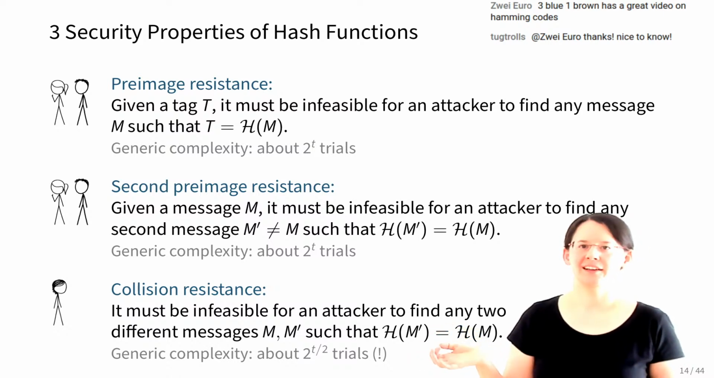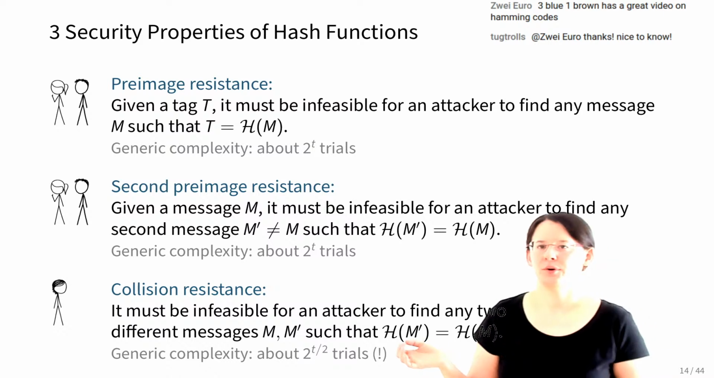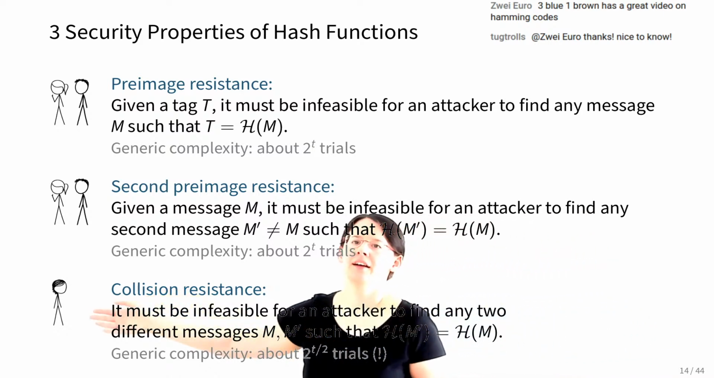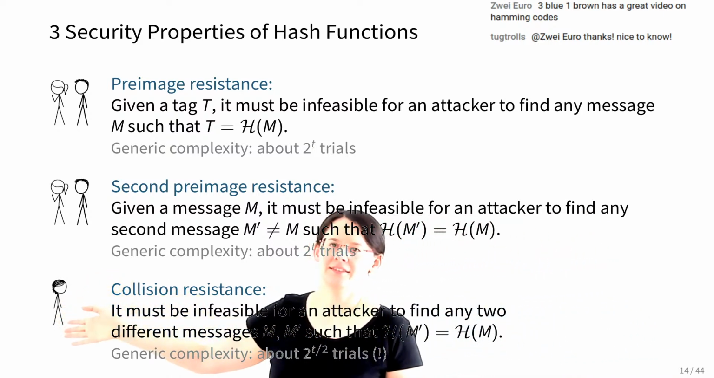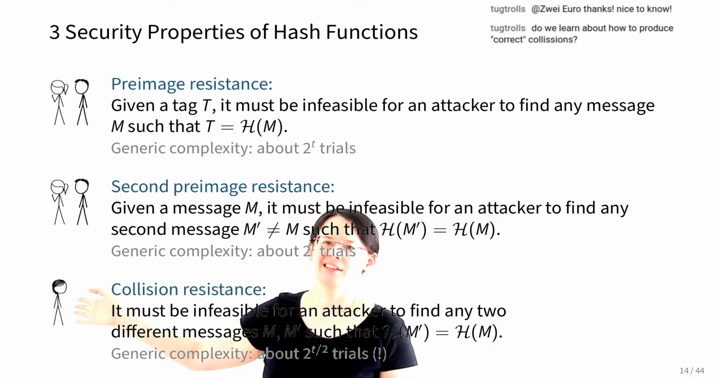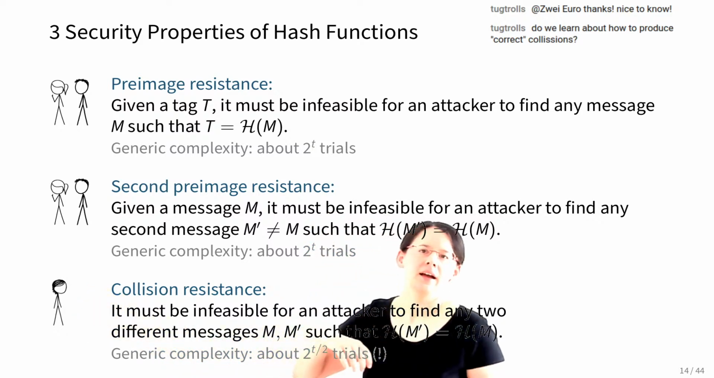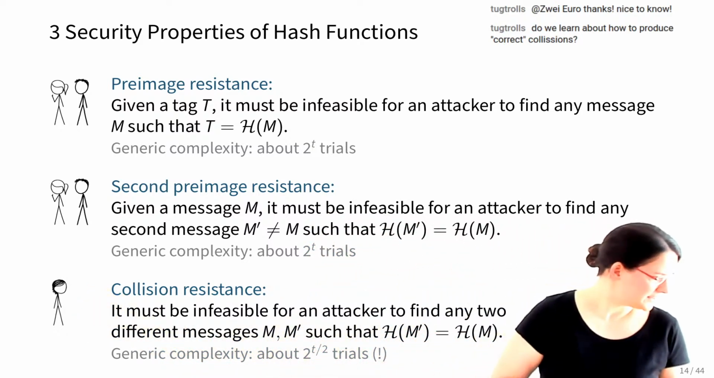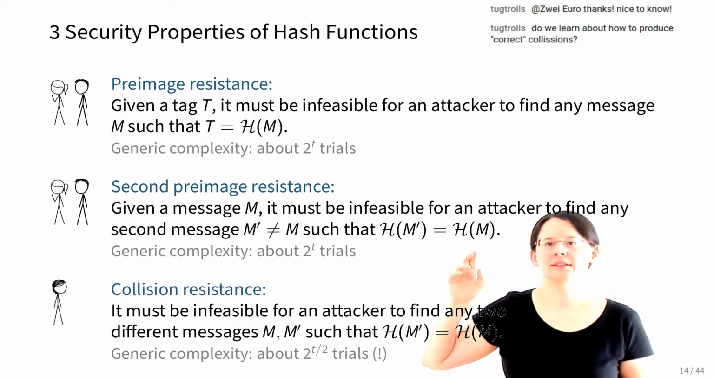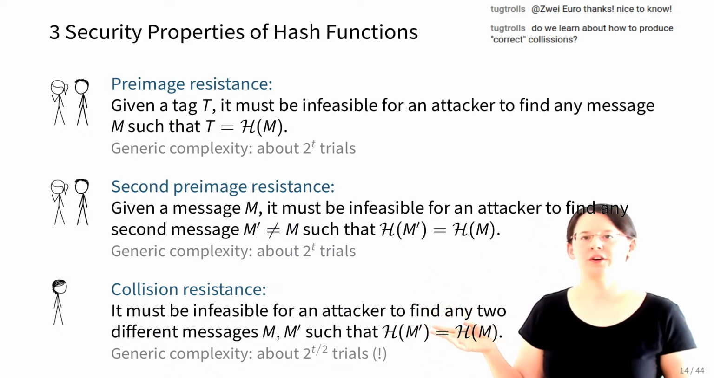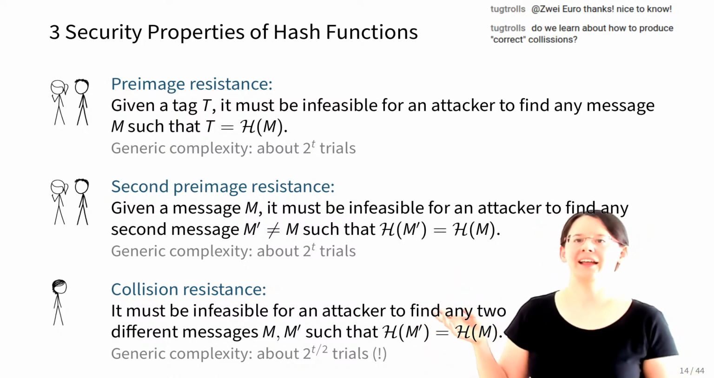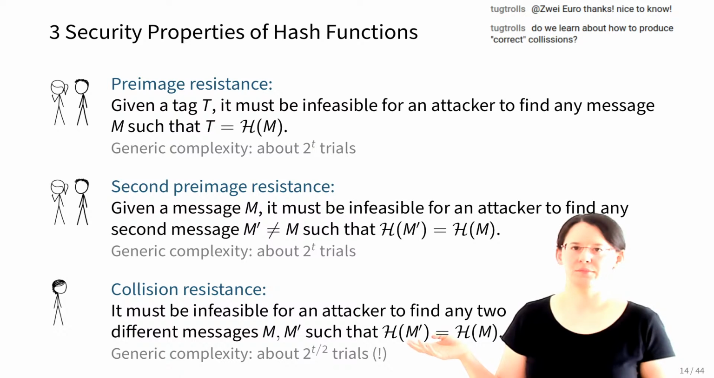Finally, we have a third property, which may be a tiny bit more difficult to understand and which protects against a slightly different person, namely a malicious sender. What this property says is that it must be infeasible for an attacker to come up with any two different messages m and m prime that have the same hash.